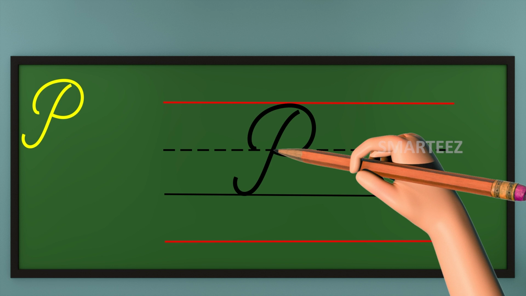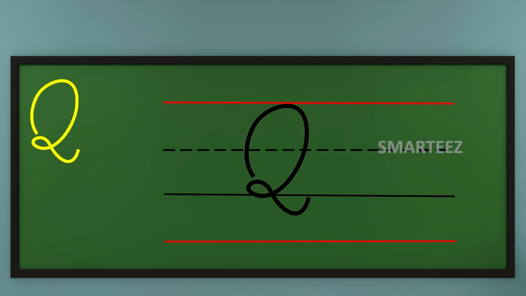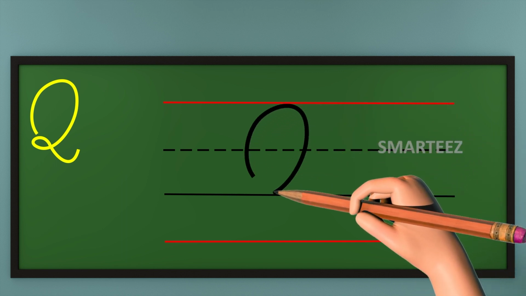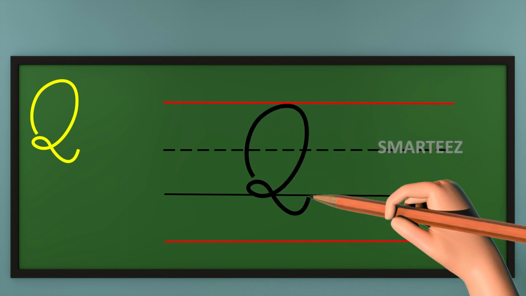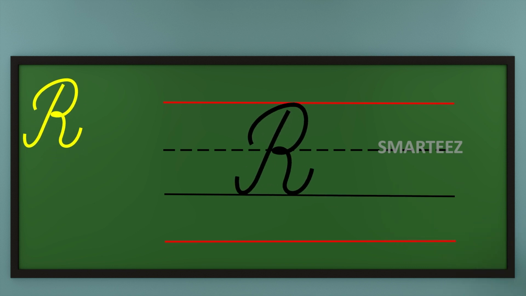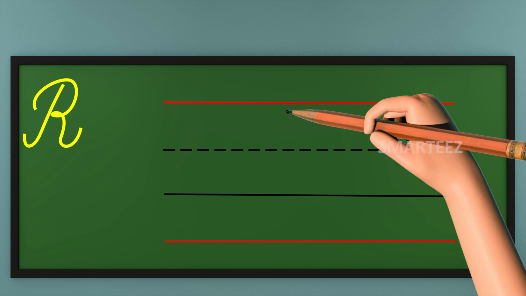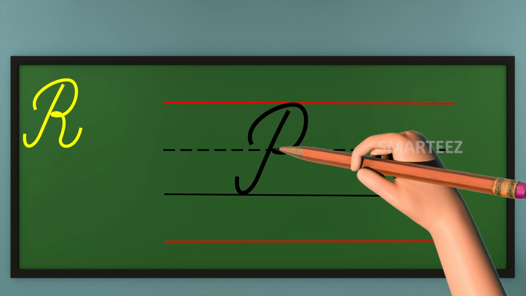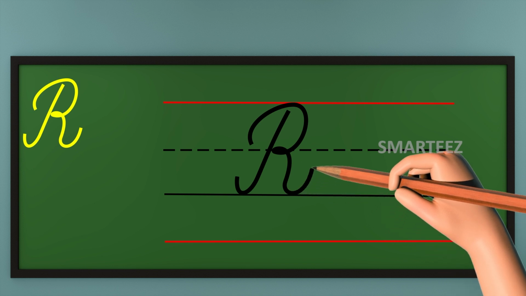Okay, the next character is Q. You write Q like this. Okay, the next character is R. You write R like this. We're almost there. We only have a few more to go.